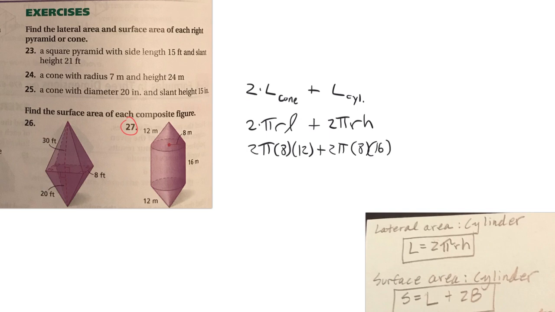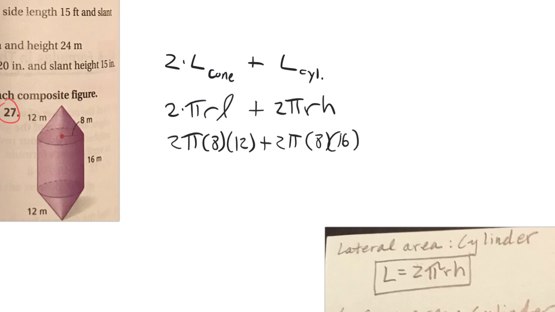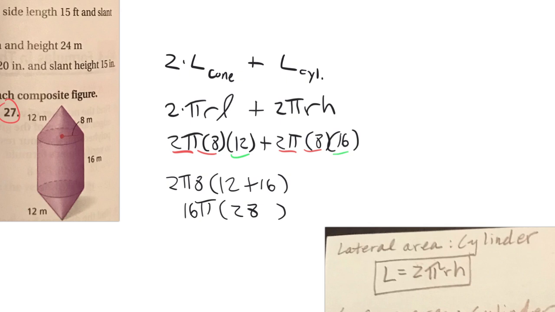Okay. So let's see. Well, I'm going to be fancy. So we've got a 2 pi, we've got a 2 pi. We also have an 8, we have an 8, so that's a GCF. So we could take out 2 pi 8 and multiply that by 12 plus 16, right? So I'm just going to do it that way. So that's 16 pi times, looks like that's going to be 28. And 16 times 28 is 448. So it's 448 pi.